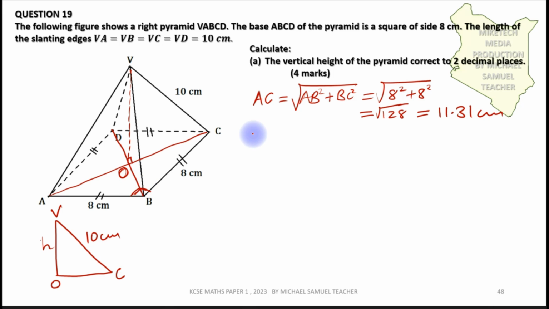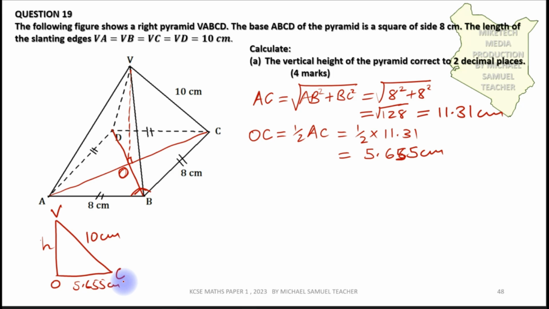So we need OC. OC is half of AC, and already we have AC, so that is half of 11.31. So we are going to get 5.66 centimeters, and to more significant figures OC is 5.655 centimeters. So to get now OV, which is equal to H, it will be the square root of VC squared minus OC squared.